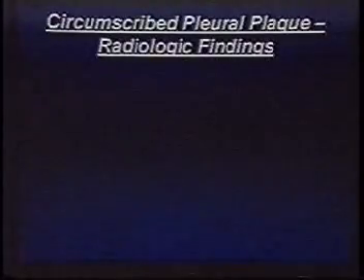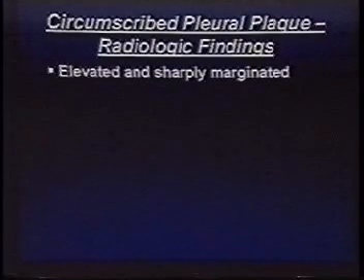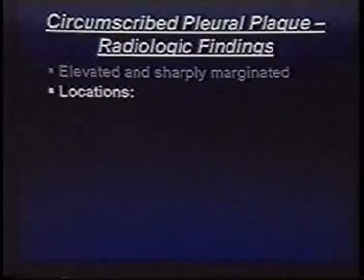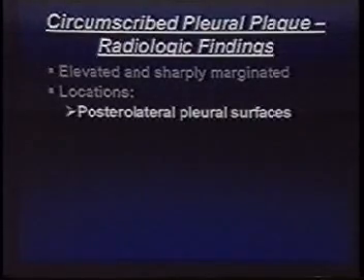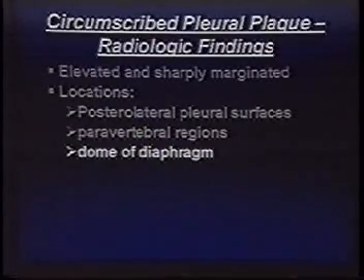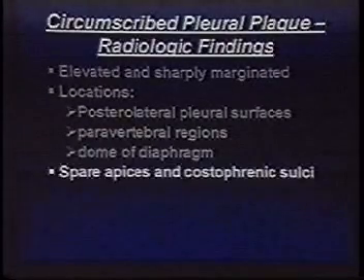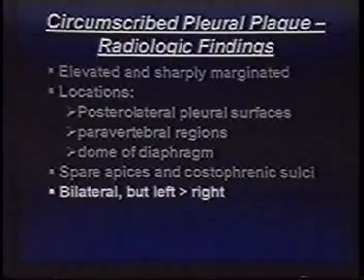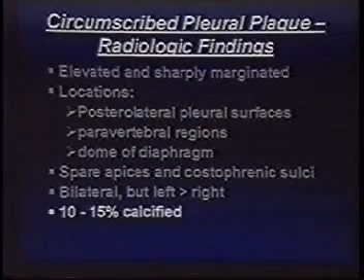Radiologic findings of circumscribed pleural plaques include an elevated and sharp margin against the adjacent lung. These are most commonly located in the posterior lateral pleural surfaces, in the paravertebral regions, and along the dome of the hemidiaphragms. Characteristically, these spare the pulmonary apices and costophrenic sulci, are usually bilateral but asymmetric, often favoring the left. 10 to 15% of the plaques are calcified.